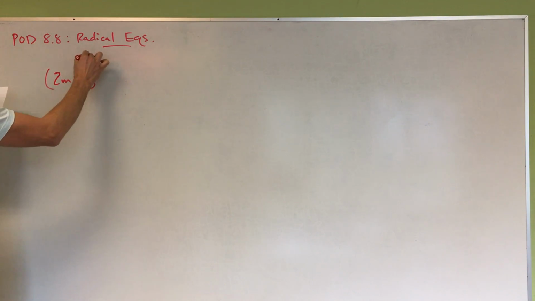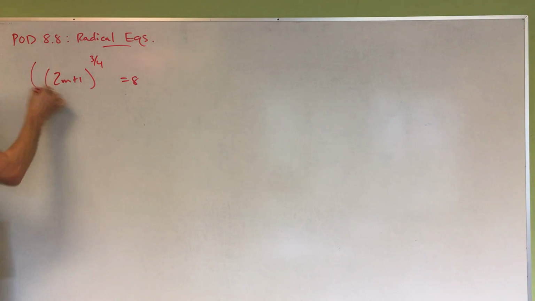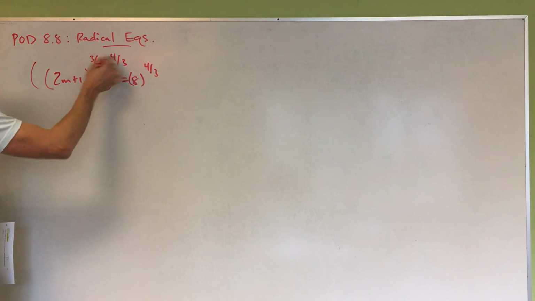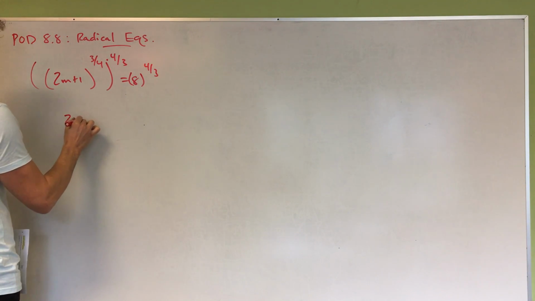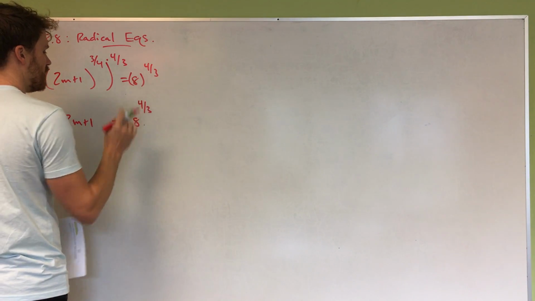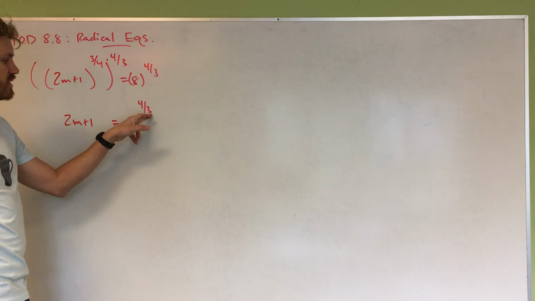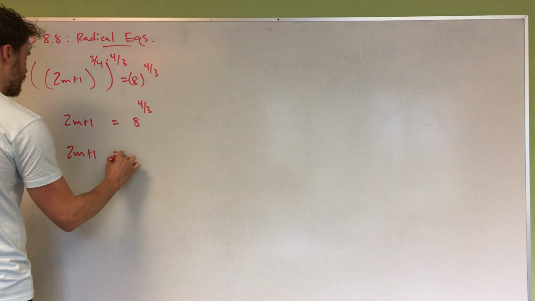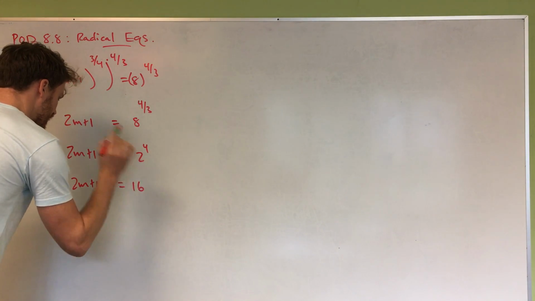Plus 1 all raised to the 3/4 power equals 8. So this is already isolated. So let's raise both sides to the reciprocal power and see what we get. Okay. When you raise something to the reciprocal power, you're multiplying the powers, so you just get 2m plus 1 to the 1 equals 8 to the 4/3. So now we need to simplify this, remembering that 8 to the 4/3 is the cube root of 8 to the 4th power. That's 2 to the 4th power. 2 to the 4th power is 16.